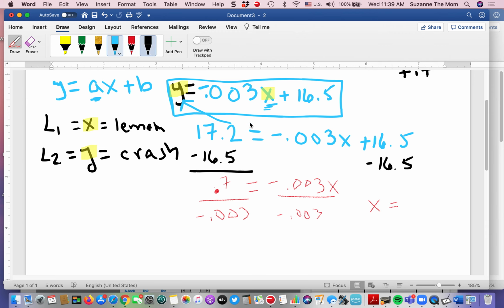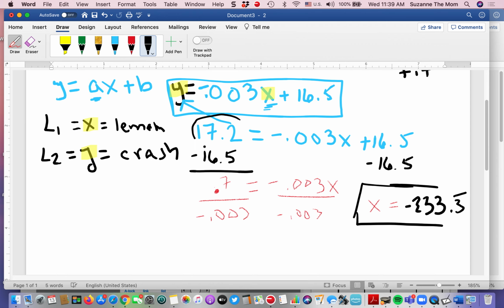If you guys get a different number than me because I'm struggling with my pen, you let me know. I got negative 233.3. And that's because I just made up that y value because that was not part of our question. Okay, unless I made a mistake anywhere else in here, which is always possible.